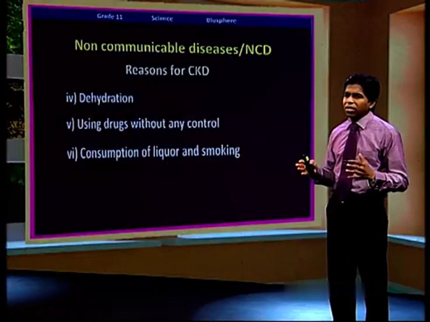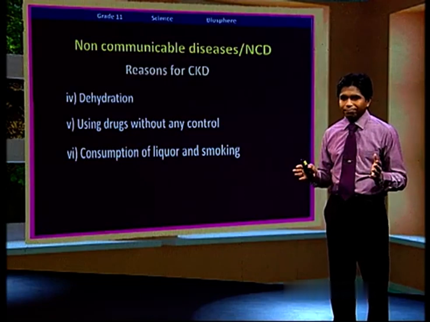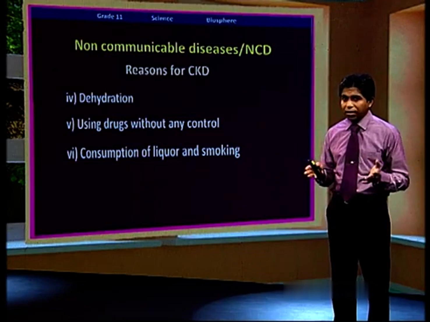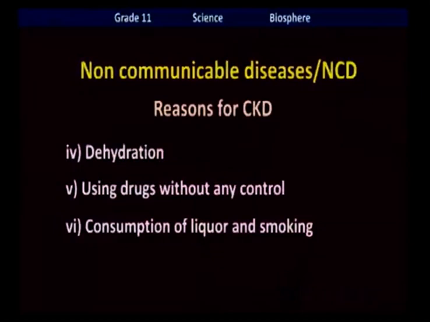Number 4, dehydration. Those farmers are mostly in the dry zone, so their bodies can get dehydrated when they work long hours under strong sunlight and don't drink a sufficient amount of water. That can cause dehydration. Number 5, using drugs without any control. Without a doctor's prescription, if someone takes painkillers for a prolonged period of time, it is really harmful to the kidney. And consumption of liquor and smoking.